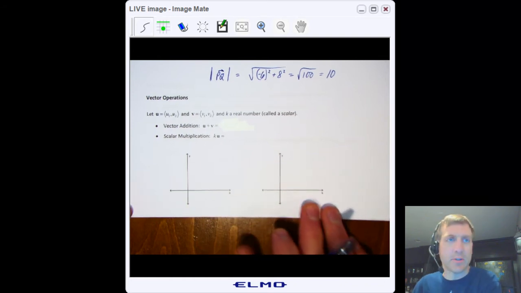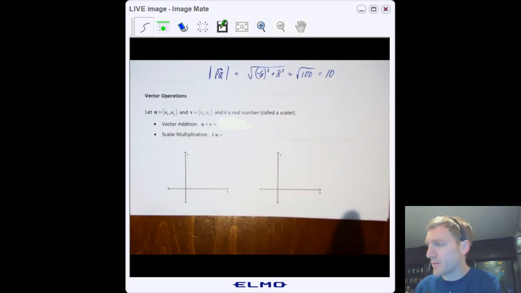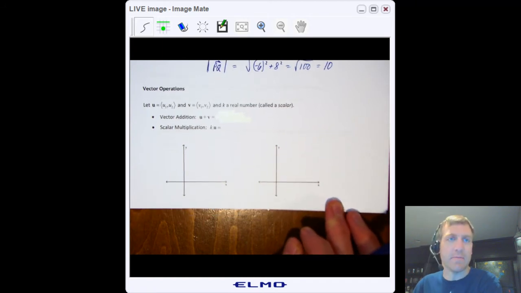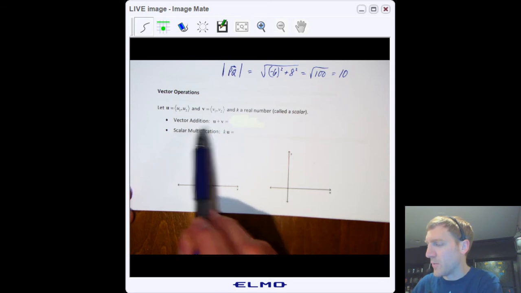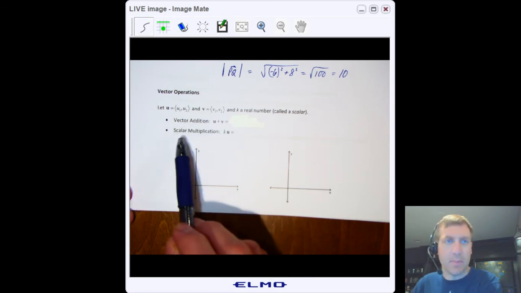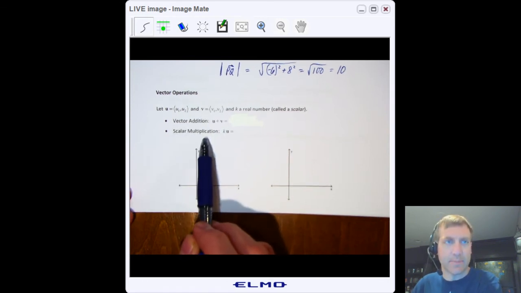All right, so we introduced what a vector is, and we talked about how to find a vector given 2 points, and how to find the magnitude of a vector. Next thing we want to do is some vector operations, okay? So there are 2 operations we want to do: adding 2 vectors and multiplying a vector by a scalar.